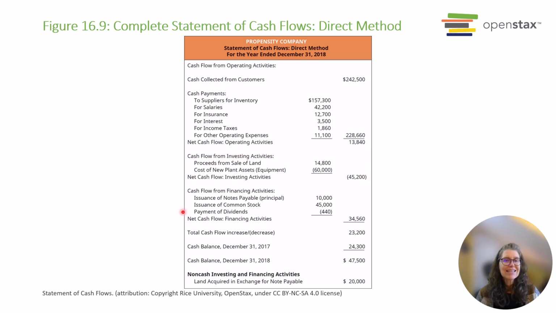The rest of the statement is the same. So there's no other differences, and all of the dollar amounts are the same, and it would end up in exactly the same place. So the only difference is just that direct method.